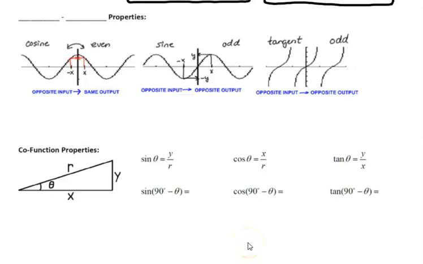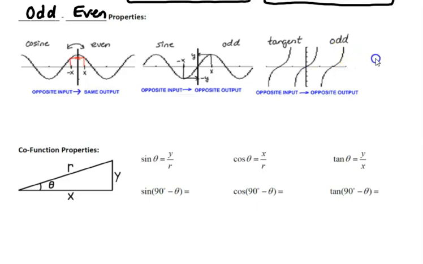Now we're going to look at two other groups of properties, both of which we have talked about before, but not in a formal way. The first group are called the odd-even properties, and that just has to do with the fact that cosine is an even function. If we put opposite values for x, we get the same value for y. Sine and tangent are odd functions. If we put opposite values for x, we get opposite values for y for both sine and tangent.